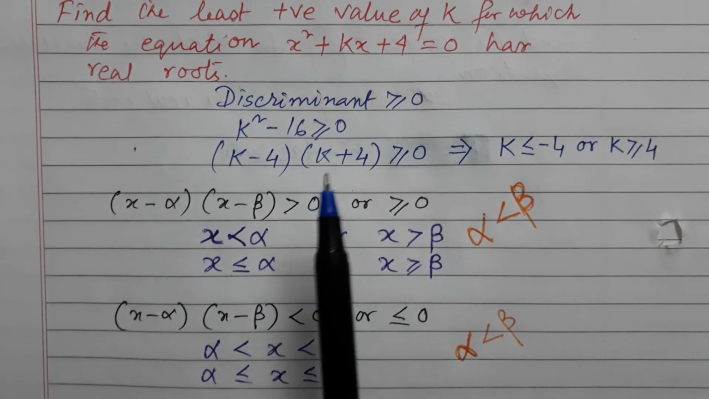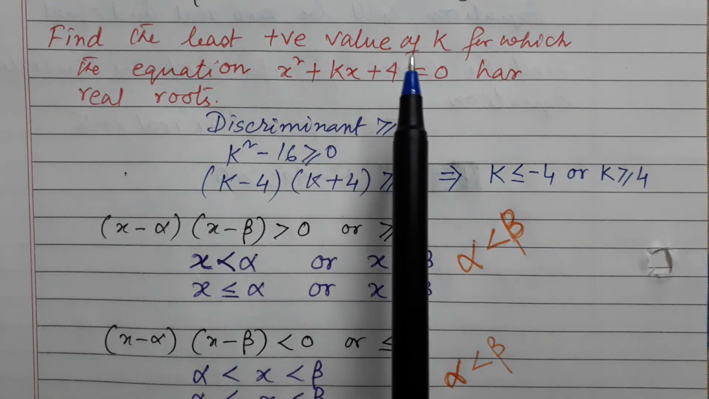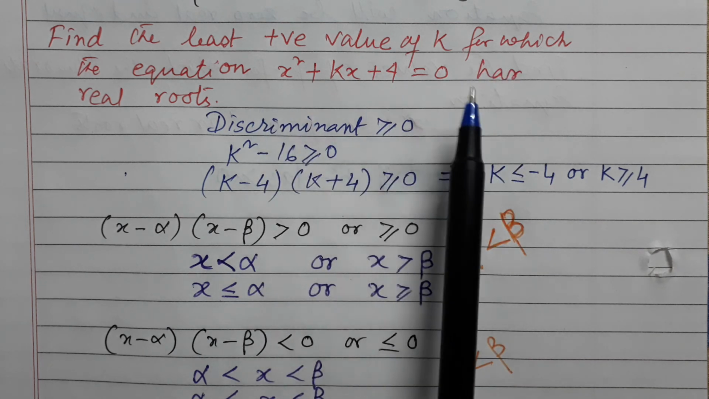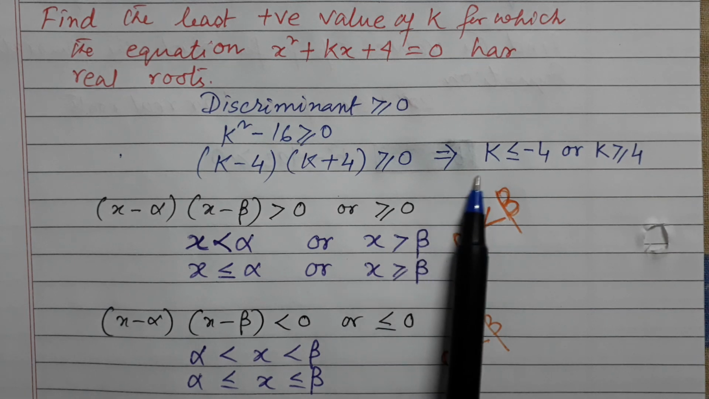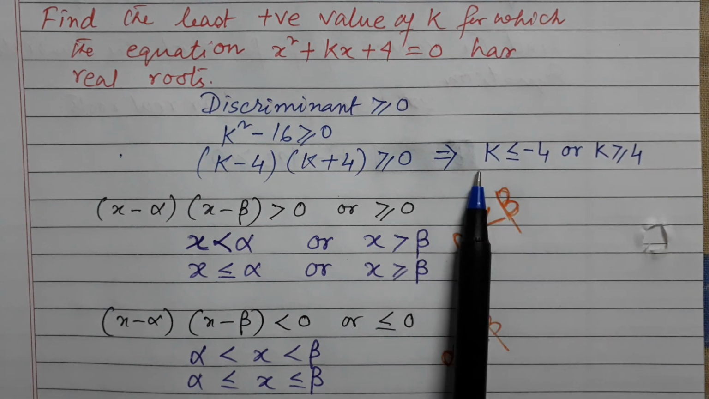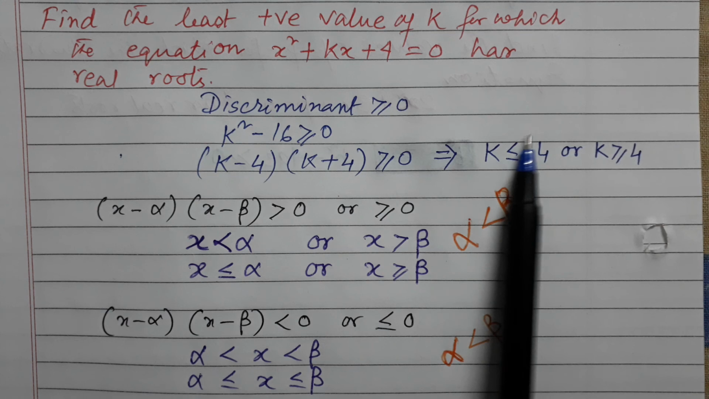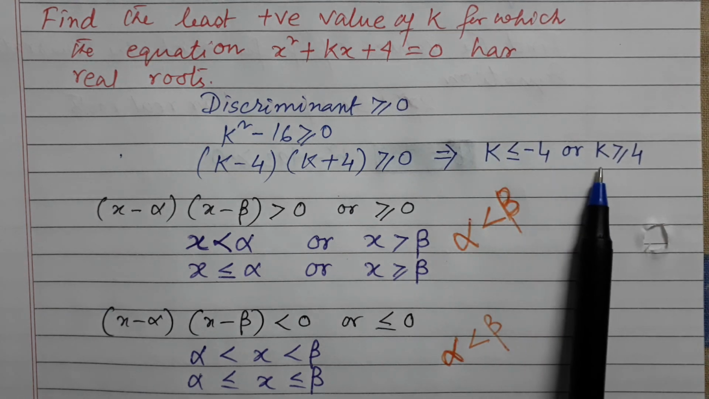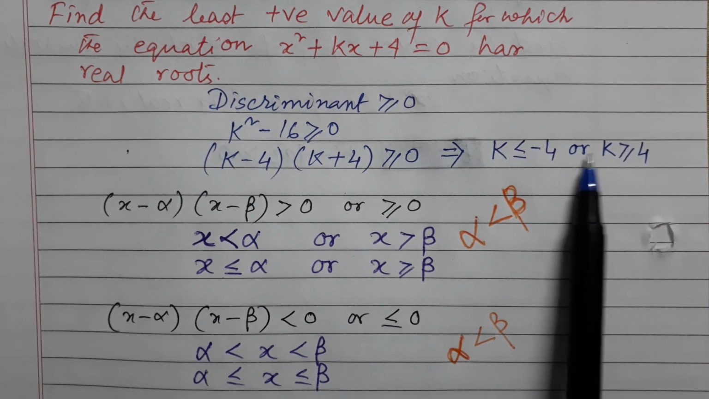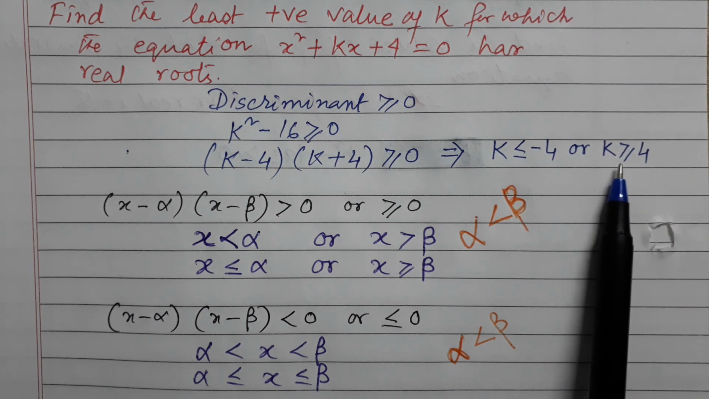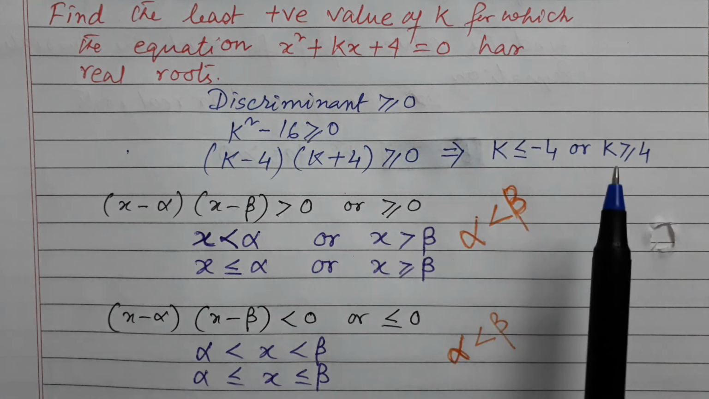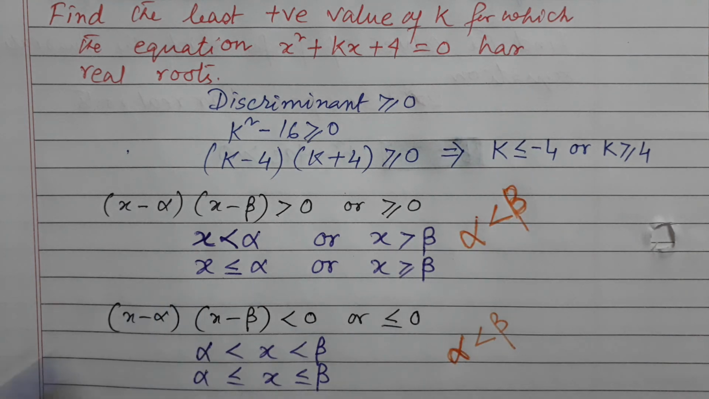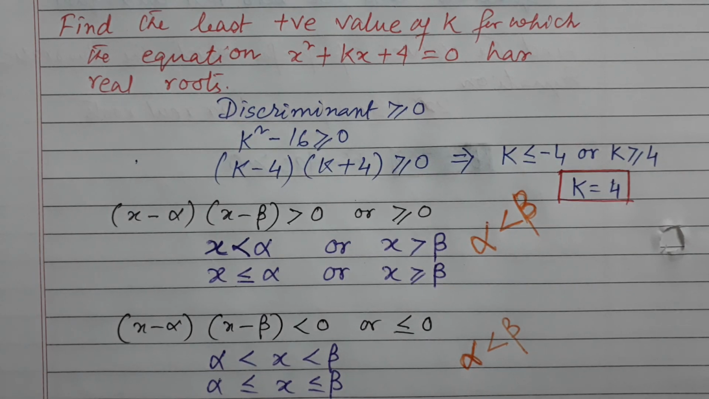Now the question is, find the least positive value of k for which this equation has real roots. Now we can see positive value here. If k is less than or equal to −4, k will be negative, so we will not consider this case. Now when we consider this case, k is greater than or equal to 4, which means it is positive. Now what is the least positive value for k? So 4 is the least positive value. Therefore the answer will be k = 4.